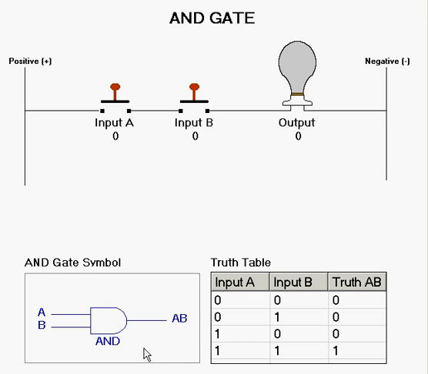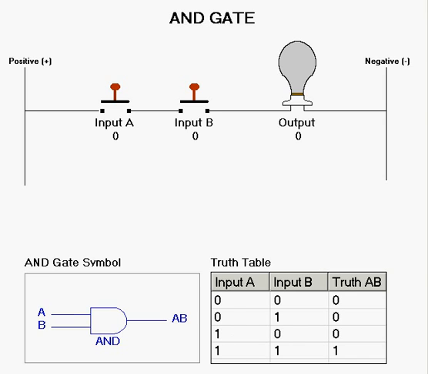Here you have the symbol that represents an AND gate. You can see it has two inputs and one output. The output depends on the status of the input. Here we have the truth table. It represents the status of both the inputs and the output. As you can see, the values are zeros and ones.